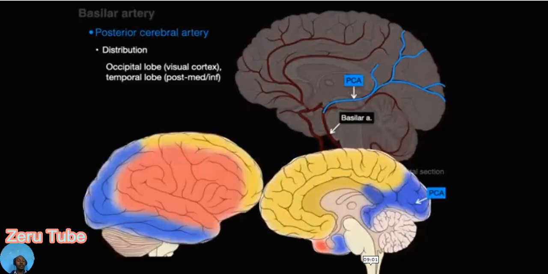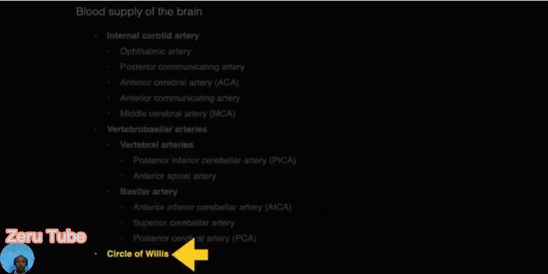When we see the lateral aspect, the lateral view, this is the occipital lobe. From here to here is the occipital lobe. So this occipital lobe is supplied by the posterior cerebral artery. As I told you before, the inferior surface of the temporal lobe is supplied by the posterior cerebral artery. So the occipital lobe and the inferior surface of the temporal lobe are supplied by the posterior cerebral artery.